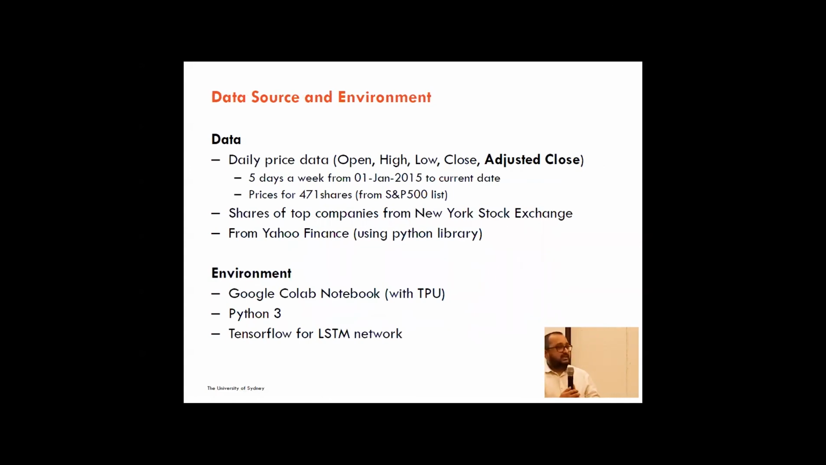So I collected the daily data from Yahoo, and it's all the S&P 500 shares, basically 470 of them. Why that number? Because I wanted a complete set of data. If the share has a complete set of data for these 5 years, I got this. If the share doesn't have a complete set of data, I didn't use it, but 470 is good enough. I used Google Colab and a Python 3 environment, and for deep learning I used the TensorFlow network.